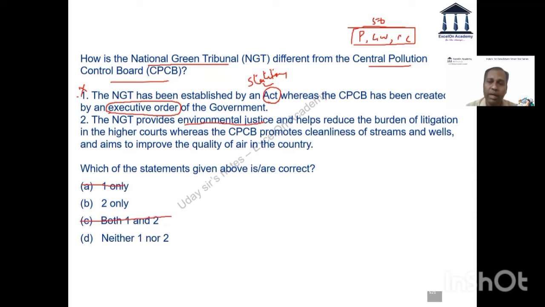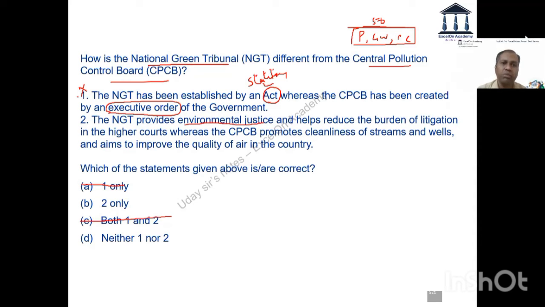Remember, go back to our class, NGT. Why was NGT formed, when the High Court and Supreme Court were already there? Go back to the slide on NGT. You'll get a direct answer to this. Whereas CPCB promotes cleanliness of streams and wells and aims to improve the quality of air in the country. So what do you think of statement 2, guys? Any thoughts? At least, what does it appear to be? Broadly, true, correct, incorrect, correct.